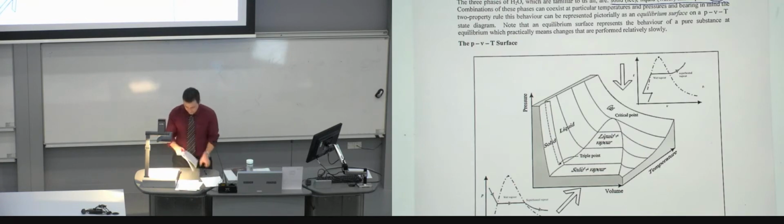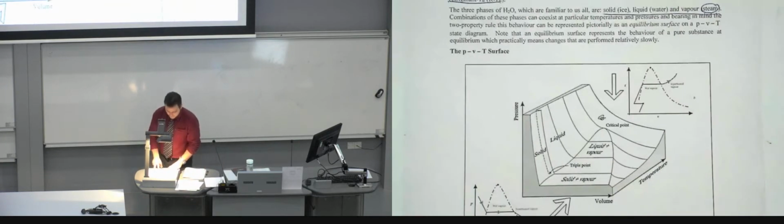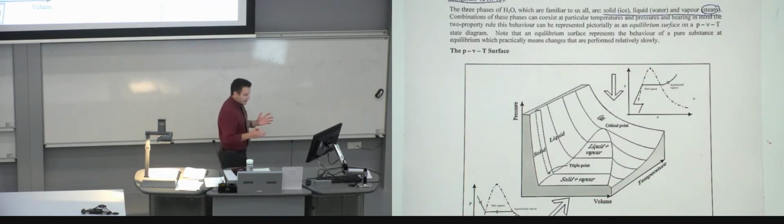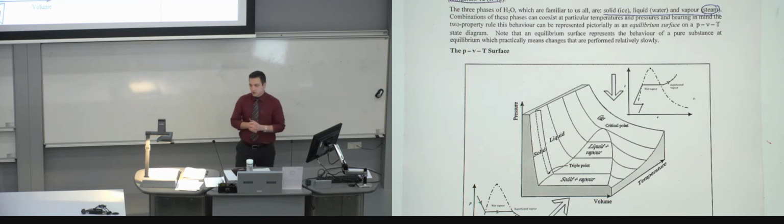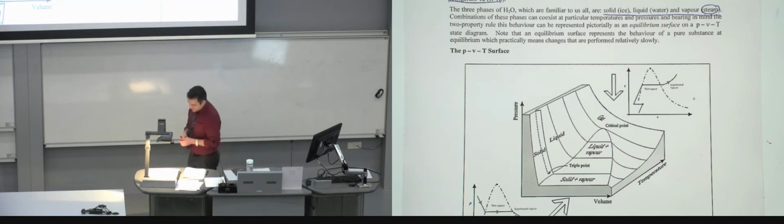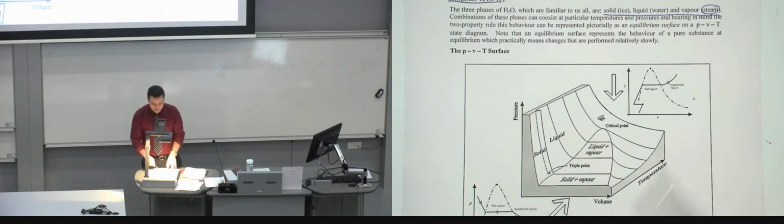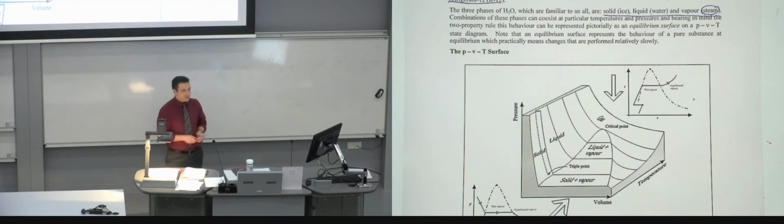Now, this diagram looks a bit complicated, and it sort of is. To understand what it really means, it's really interesting, and it has a lot of information to digest. I want to describe a few things here, and then hopefully we can start analyzing what's going on, because this is quite critical in understanding the behavior of a pure substance.